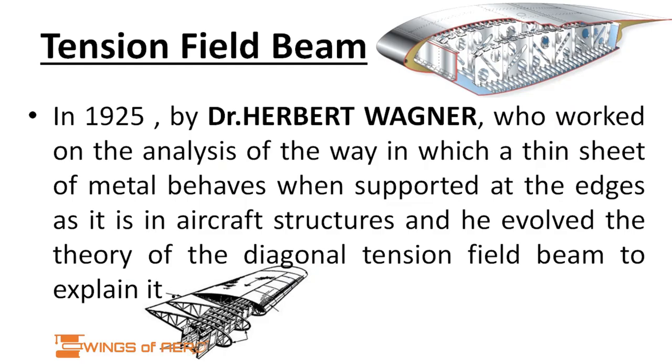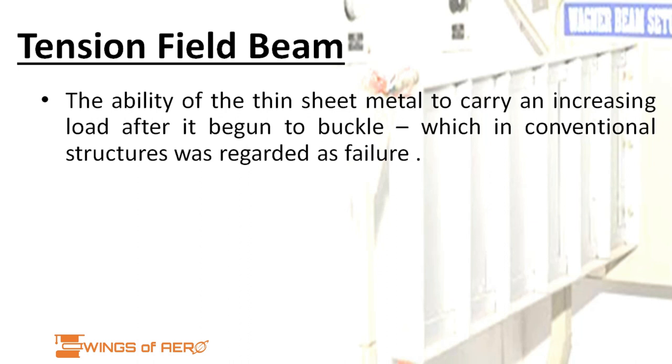Hi guys, today we are going to study about the tension field beam. In the year 1925, a scientist, Dr. Herbert Wagner, worked on the analysis of the way in which a thin sheet of material behaves when supported at the edges, as in aircraft structures, and he evolved the theory of diagonal tension field to explain it. This diagonal tension field explains the ability of a thin sheet material to carry an increasing load after it begins to buckle, which in conventional structures was regarded as failure.